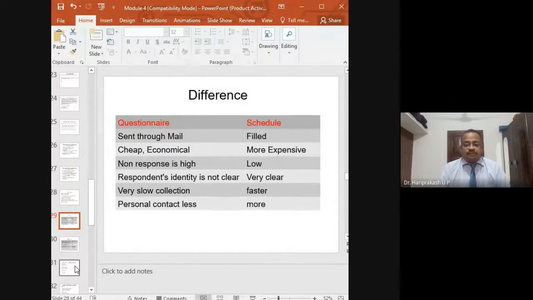Very slow collection, whereas questionnaire, as it is sent through social media and mail, say if you want to collect the same large number, say 1,000 questionnaires, then it may take more time. Whereas schedule, when you are engaging people there, enumerators, they will have to visit houses, and it will be much faster than questionnaire. Personal contact is less in questionnaire, whereas in collection of schedule, it is more. Personal contact is higher.